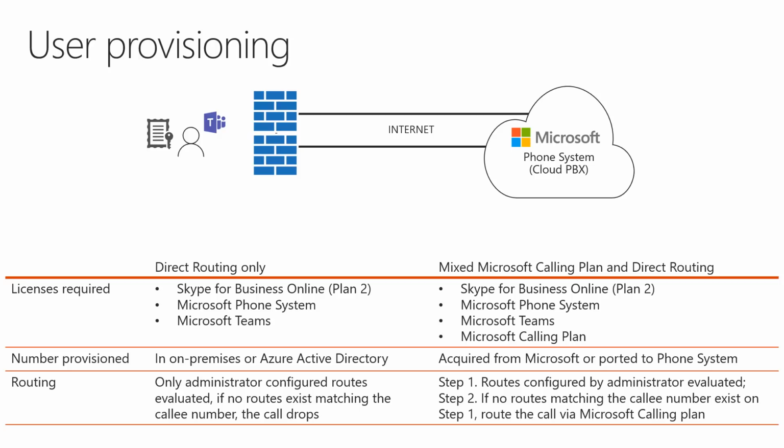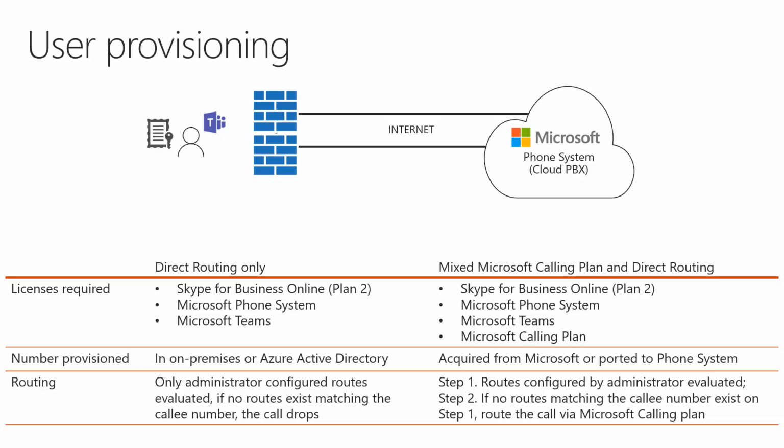The phone number is configured depending on which option you're using. If you're using direct routing only, the phone number is configured in the on-premises or Azure Active Directory. If you're using Microsoft Calling Plan with direct routing, then the phone number comes from either Microsoft or you need to port your phone number over to Microsoft, but it is hosted by Microsoft.